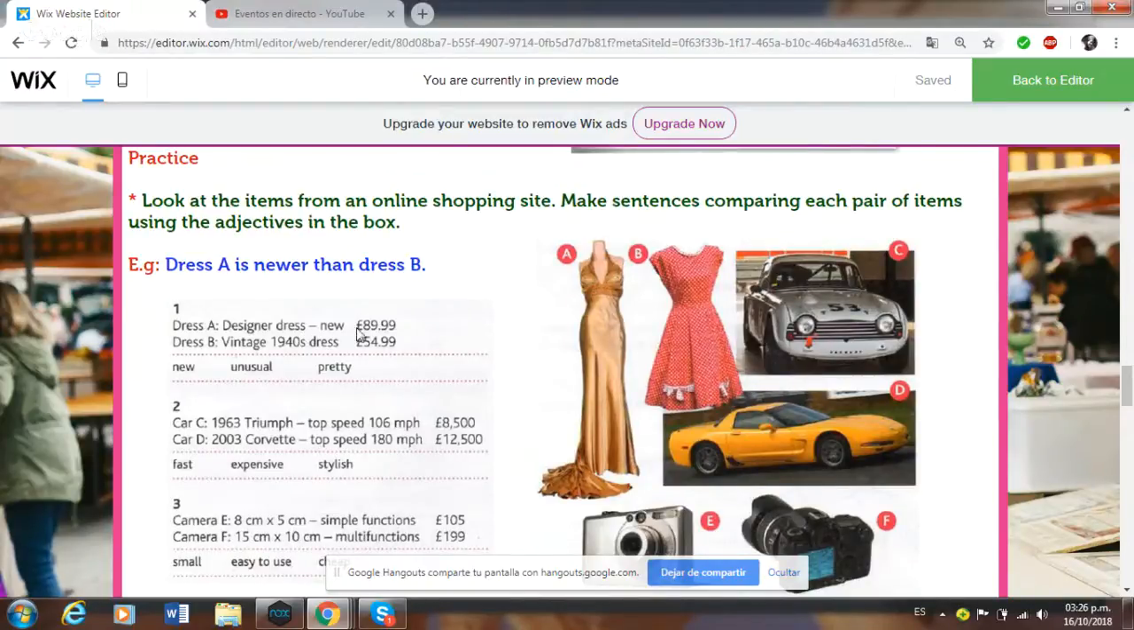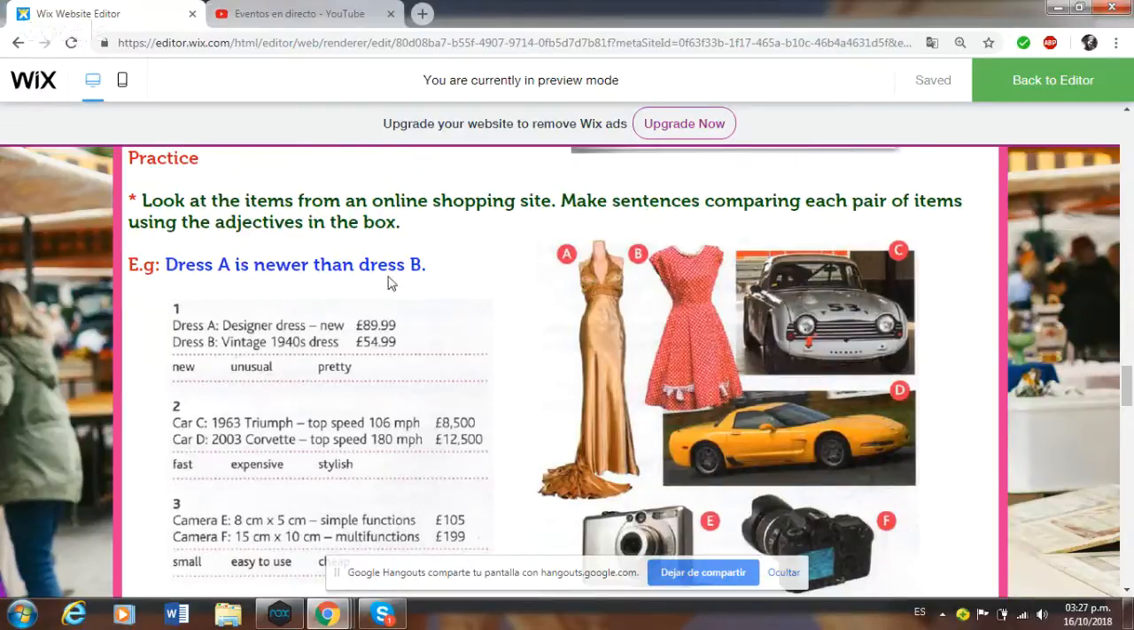Here I give you the price and the adjective too, so that you can make sentences, so that you can construct the sentence. For example, dress A is newer than dress B, taking into account the images. Dress A is newer than dress B.